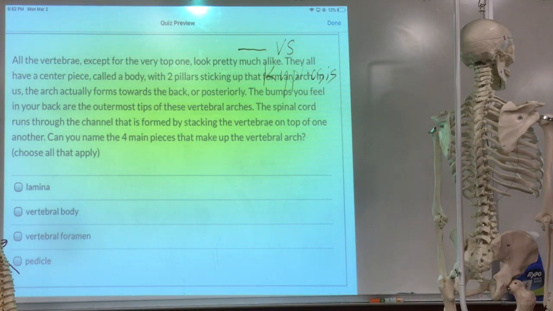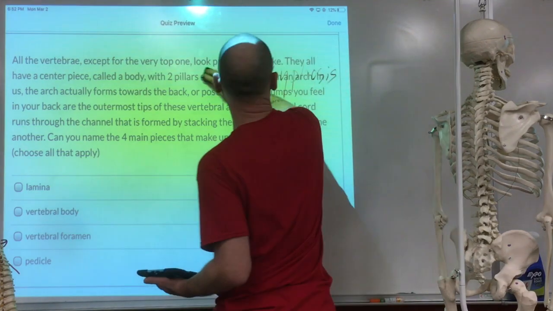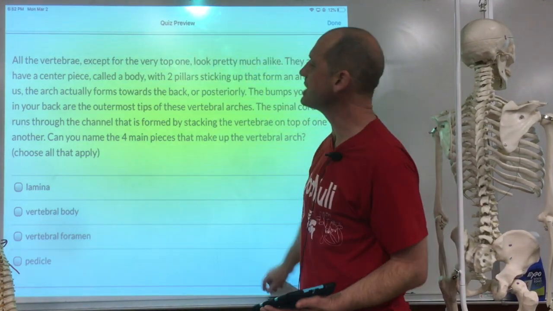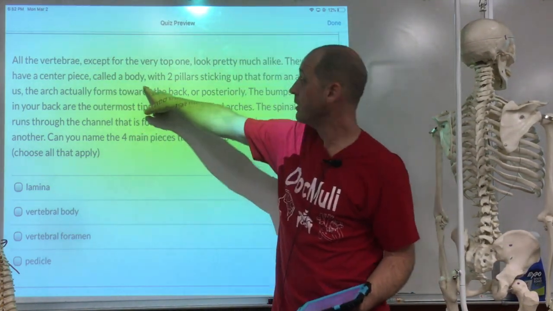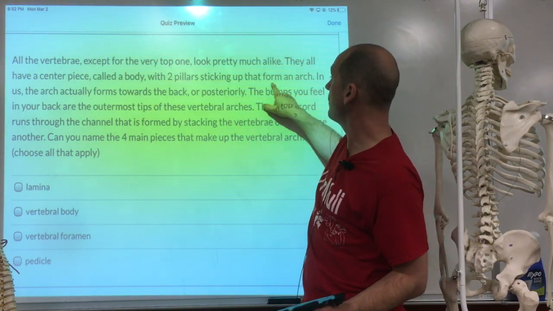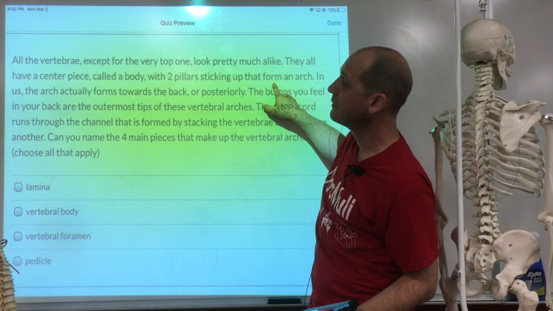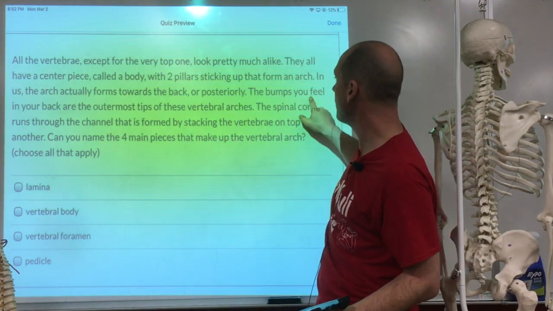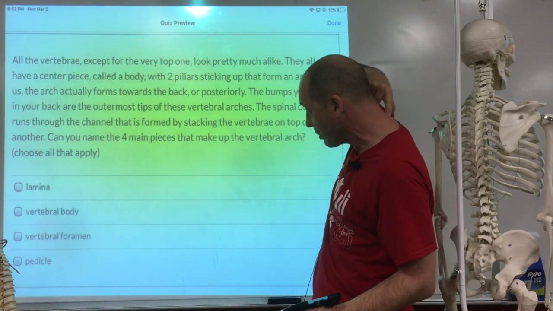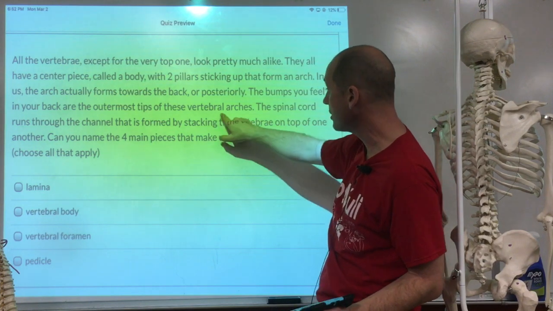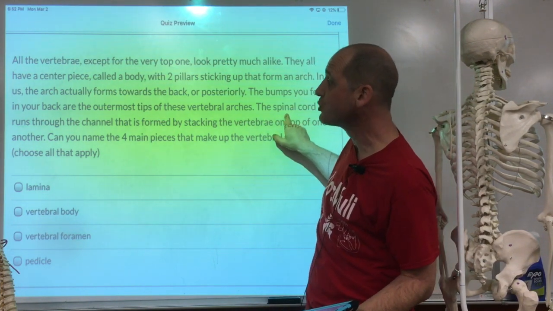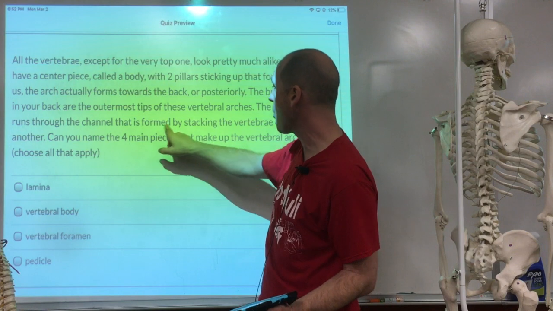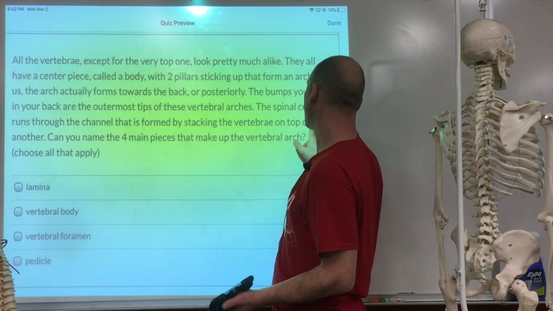All the vertebrae, except for the very top one, are pretty much alike. They all have a centerpiece called the body, and two pillars sticking up that form an arch. In us, the arch actually forms towards the back, posteriorly. The bumps you feel in the back are the outermost tips of these vertebral arches. The spinal cord runs through the channel that is formed by these vertebrae stacking on top of one another.